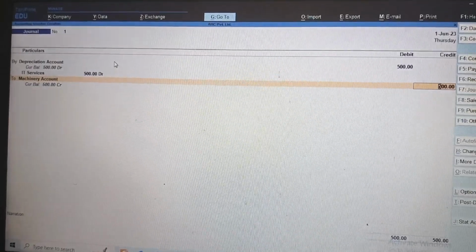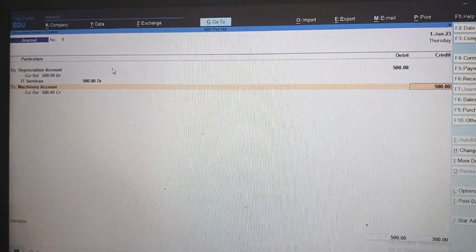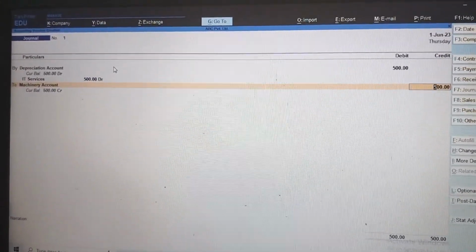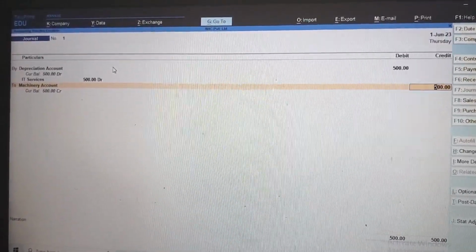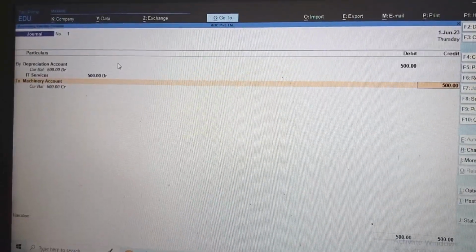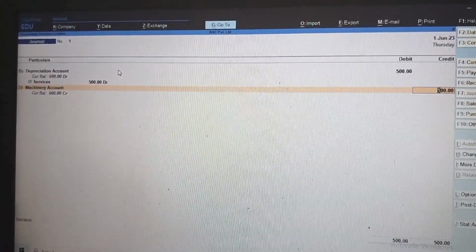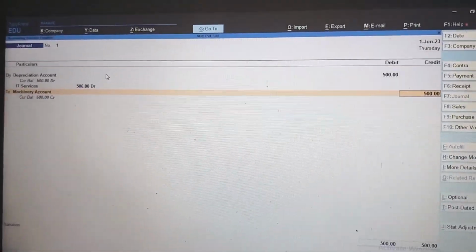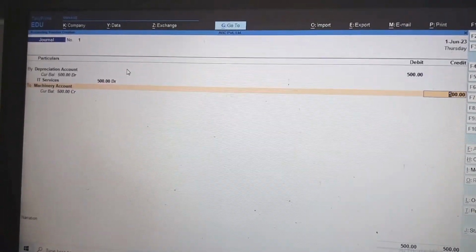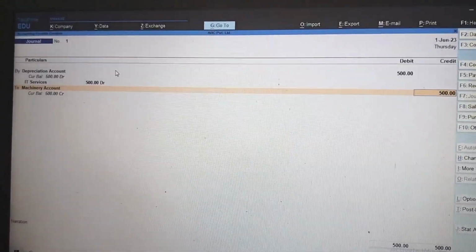I told you the logic. Depreciation is a nominal account, so we debit all expenses and losses in that case, and machinery, the value is depreciating, so we will credit. In this case, machinery is a real account, so you can assume that as the value is depreciating, machinery is being sold, or it's going out, so we are crediting.